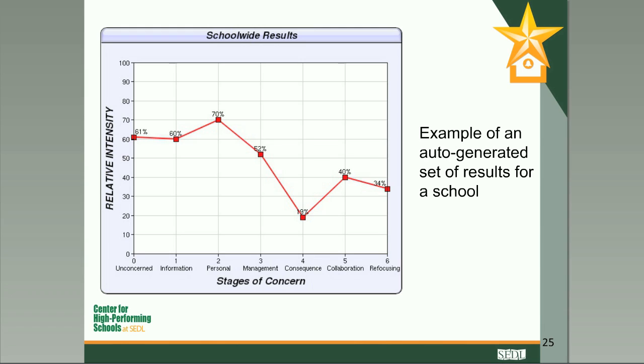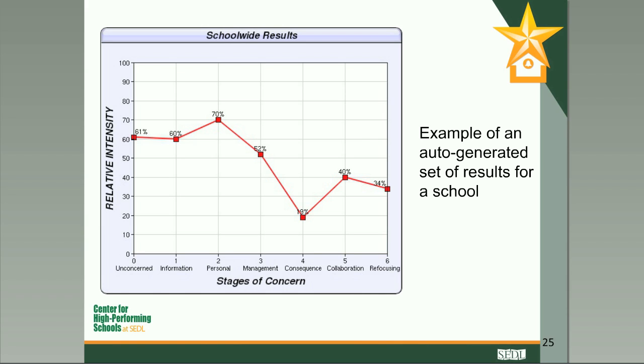The SoCQ Online auto-generates graphs of the user's concerns. The graph on this slide is a single-line graph that you might see when you're viewing the report for the full group of participants. So you can examine the highest stage of concern for all of the participants together as a group. For the graph that we see on screen, we can see the continuum of concerns across the bottom, and a red line indicates the highest stage of concern, that is the personal concern for this group.